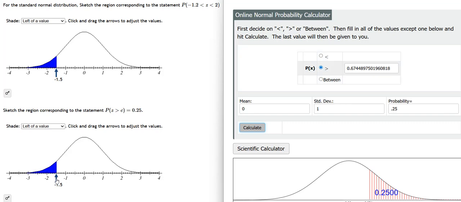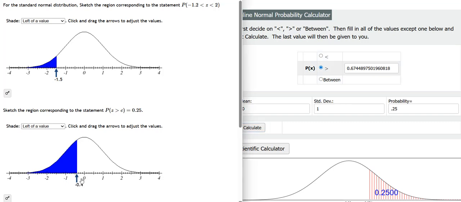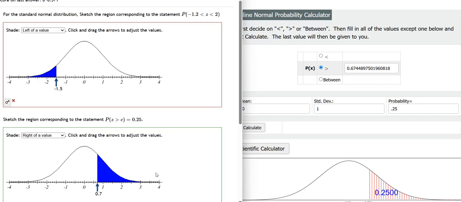And so now I'm going to drag this. Whoops, we have to switch this to shade the area to the right, and I'll switch this to 0.7, and that should do it. Okay, I hope that was helpful.